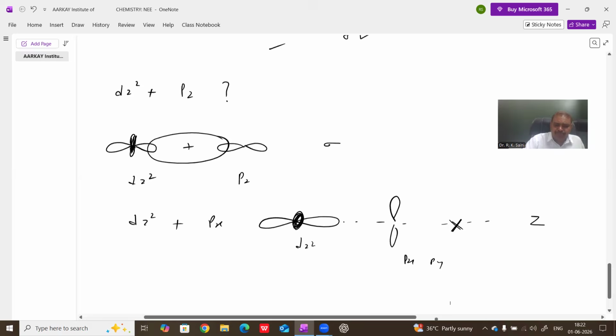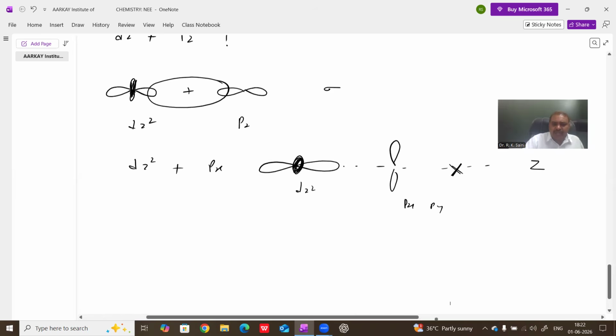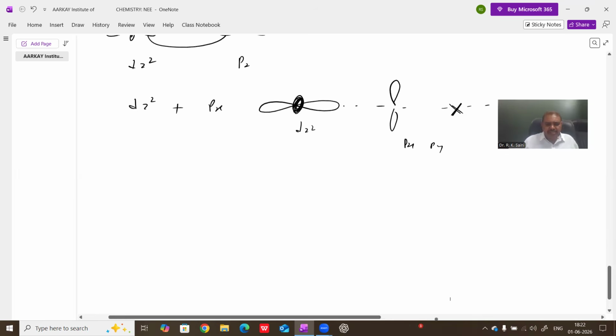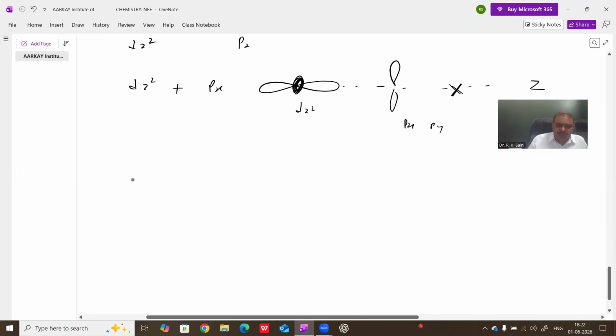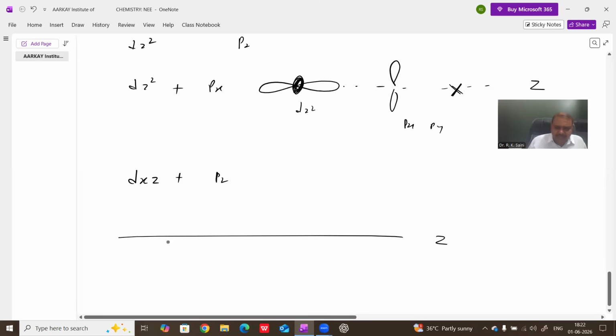Another example, we take another example and identify the type of bond formed between the orbitals. For example, one orbital is dxz and the other is pz. We take z as the axis, and this orbital is pz. This is the z axis and we take the x axis. So this orbital is dxz and pz. The pz orbital means the lobes of the p orbital lie along z, and it has no interaction. Therefore, no bond formation takes place.